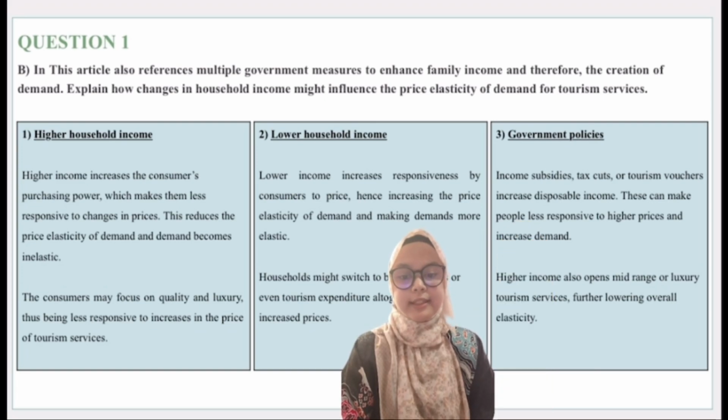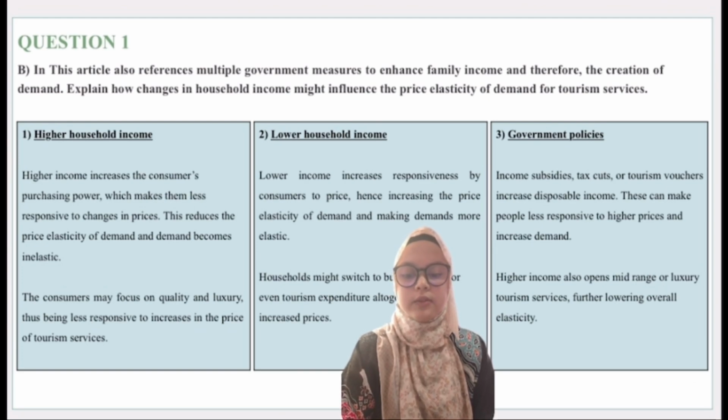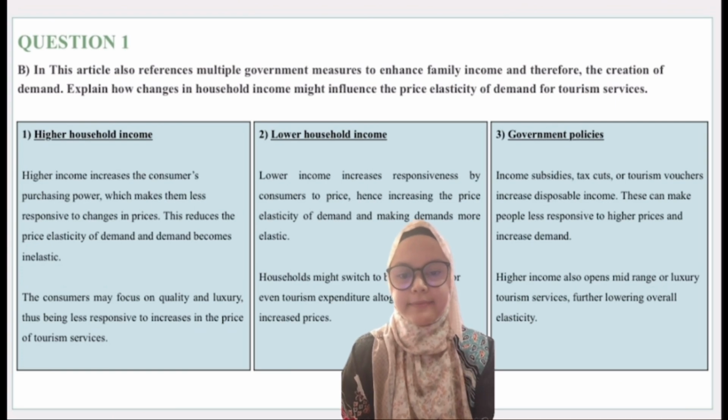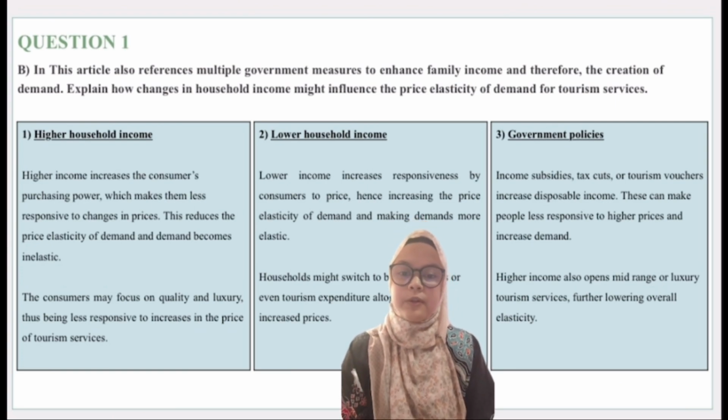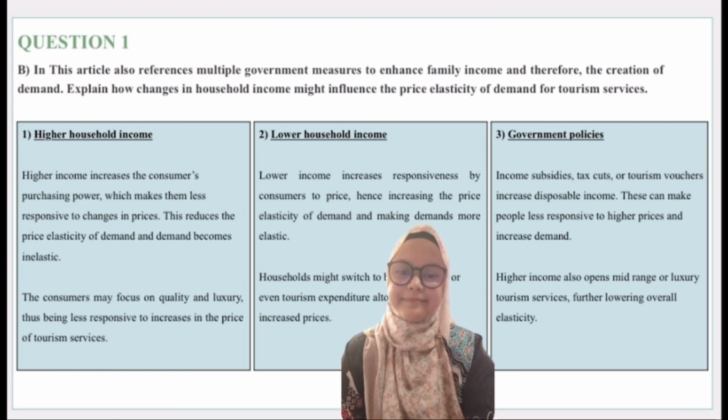Lastly, government policies. For the government policies, income subsidies, tax cuts or tourism vouchers increase disposable income. This can make people less responsive to higher prices and increase demand. Higher income also opens mid-range or luxury tourism services, further lowering overall elasticity. That's all from me, so I will pass to the next presenter.